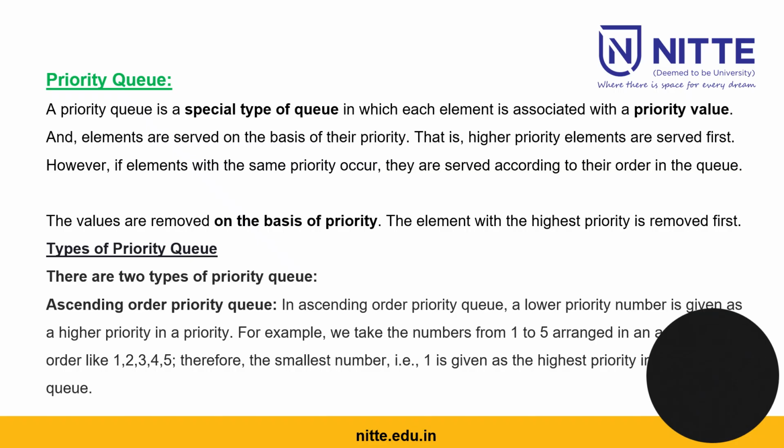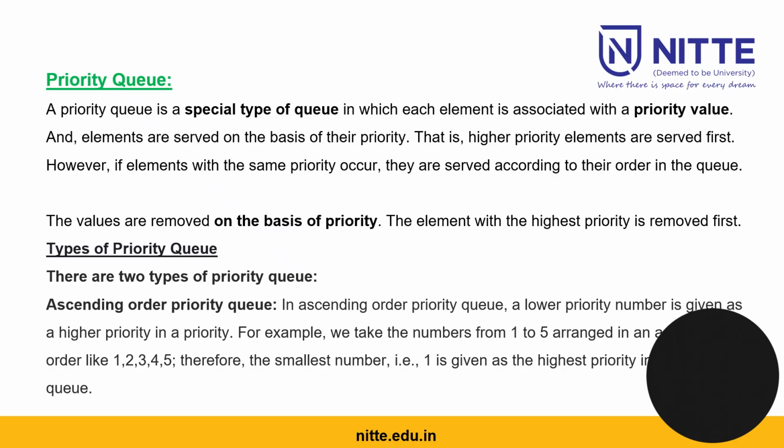Now we will see the priority queue. A priority queue is a special type of queue where each element will be associated with a priority value. Here the elements will be served based on their priority value. The higher the priority, they have the first chance of getting service. The lower the priority, they have the last chance of getting service. So that is how the priority queue will work.